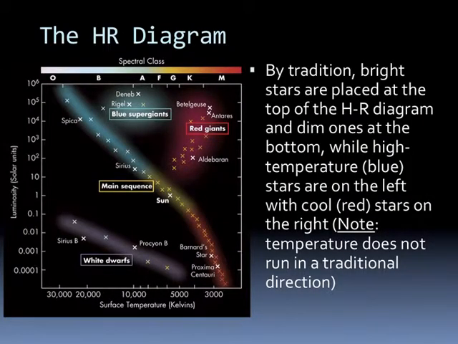By tradition, bright stars are placed at the top of the HR diagram and dim ones at the bottom, while high temperature stars are on the left and cool ones on the right. Now, when you normally see a graph, it usually starts out with low numbers to high numbers. So that's backwards on the temperature here. And that's just by tradition, and we're pretty well stuck with it at this point. So, in the HR diagram, stars over here are hotter than the ones over here, and the ones down here are dim, and the ones up here are bright.